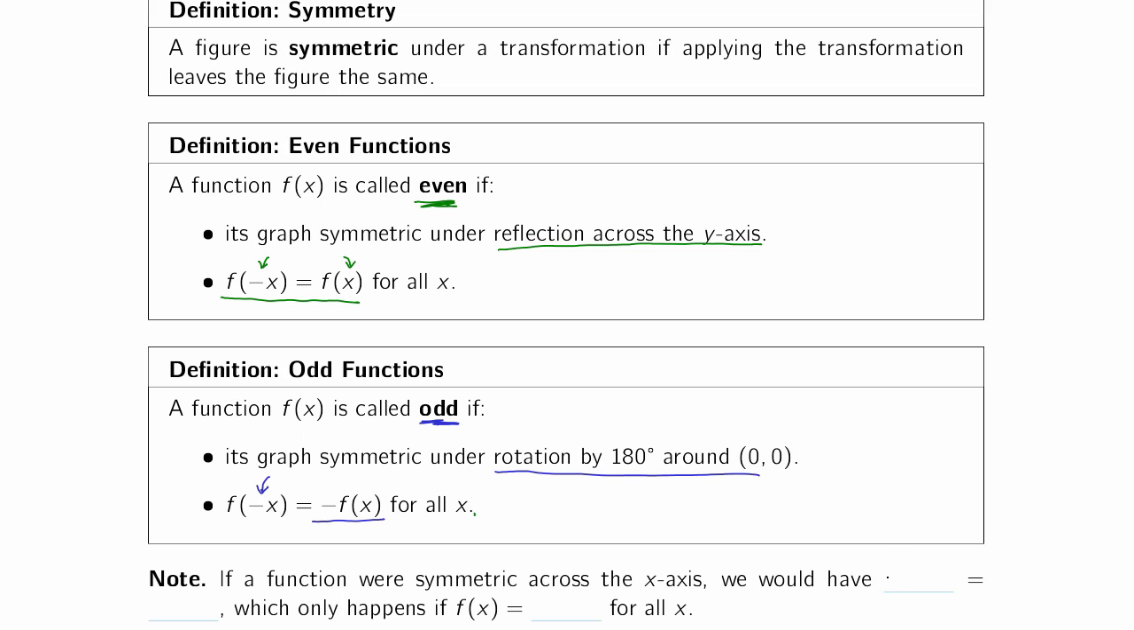You might wonder why we don't have symmetry across the x-axis. If something were symmetric across the x-axis, then negative f of x would be the same as f of x. The only number that's the same as its negative is 0. And the function f of x equals 0 is just a really boring function. Since it's the only function that does that, we don't really need a term for the category of all functions that do that. There's only the one.